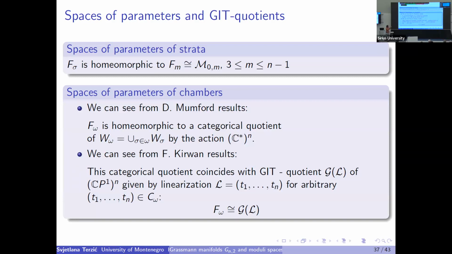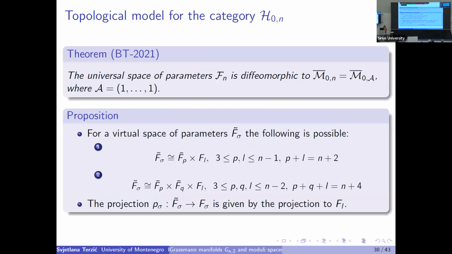As a result, we obtain that our space of parameters F omega over the chambers we introduced coincides with the geometric invariant theory quotient GL, where L is a linearization given by any tuple from C omega. And we prove more. The spaces F sigma we realized as a moduli space, and the spaces F omega we realized as a moduli space.